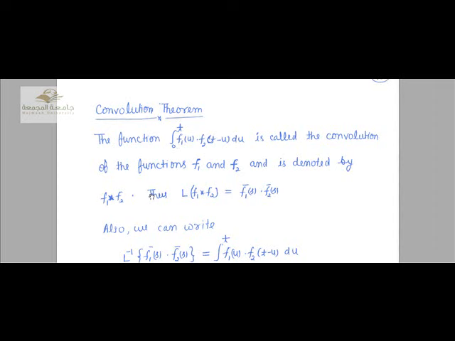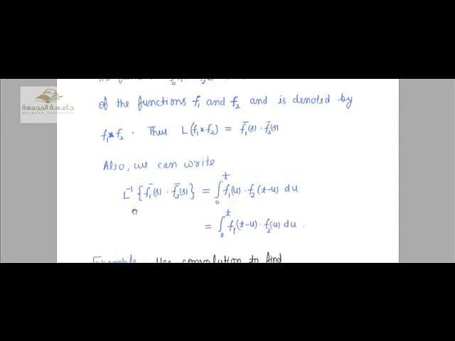Now we are going to study the convolution theorem. So what is the convolution theorem? The function integral from 0 to t of f1(u) f2(t minus u) du is called the convolution of the functions f1 and f2 and is denoted by f1 star f2, and thus L of f1 star f2 is equal to F1(s) into F2(s).